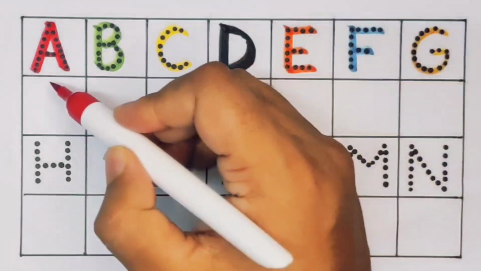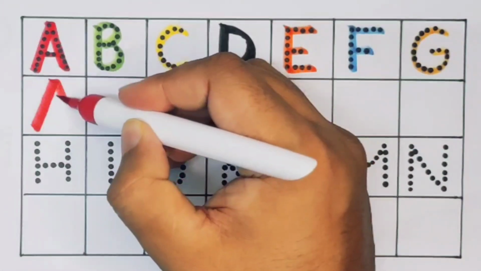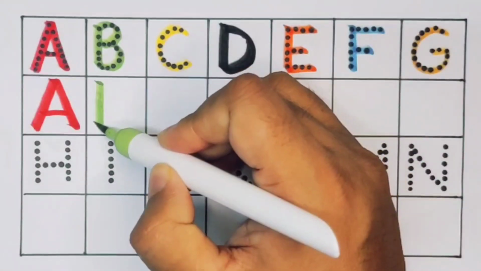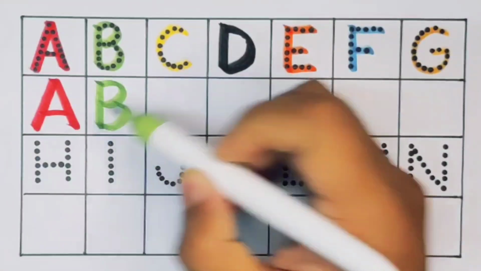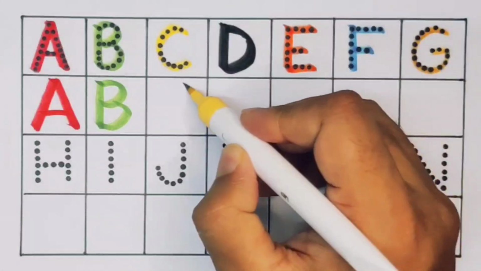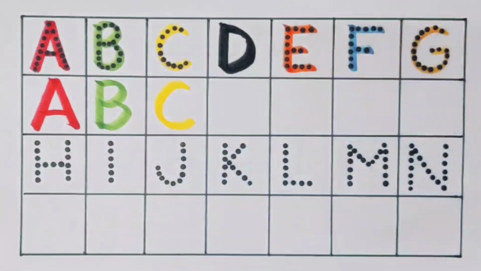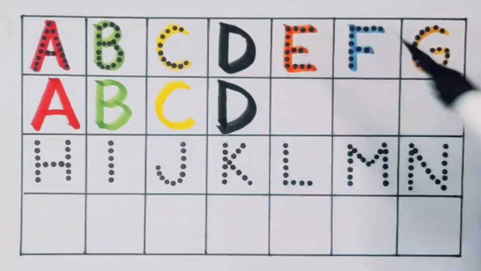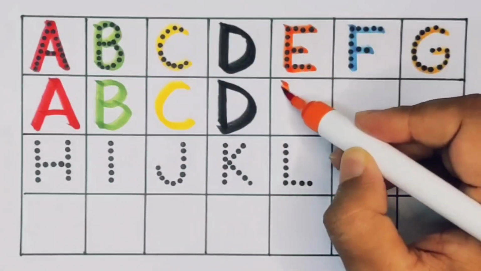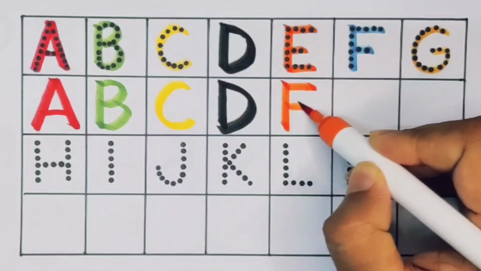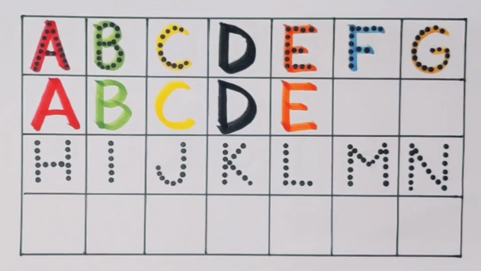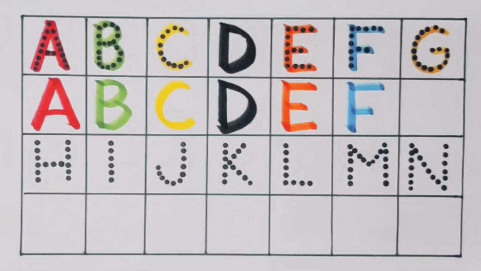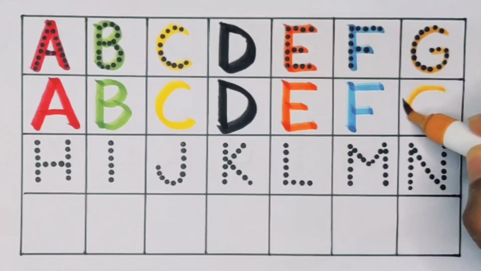Repeat again, A for alligator. Next, B for bicycle. Next, C for clock. Next, D for doll. Next, E for eggplant. Next, F for flower. Next, G for giraffe.